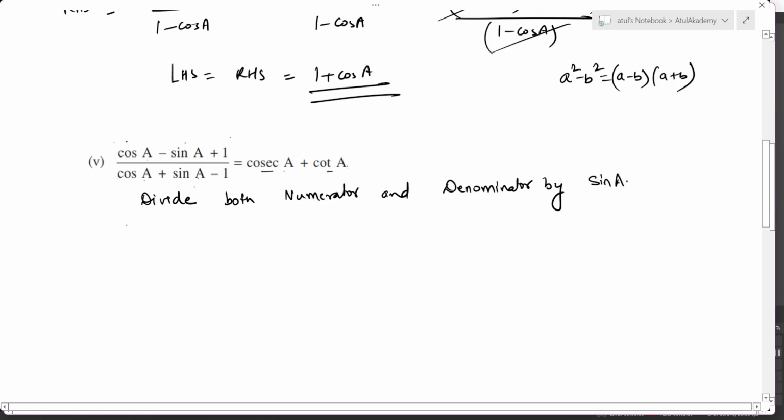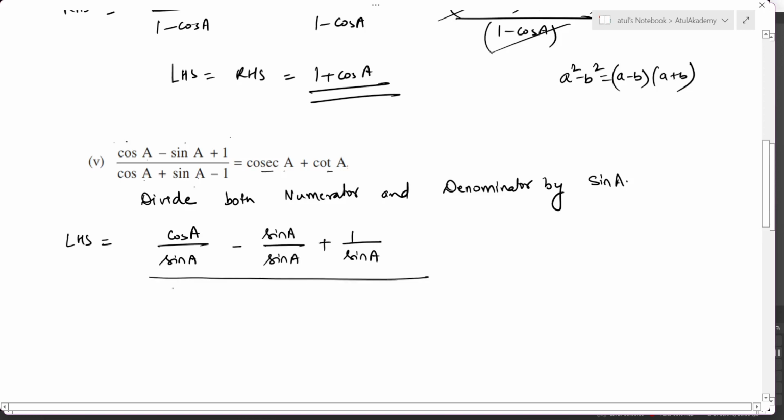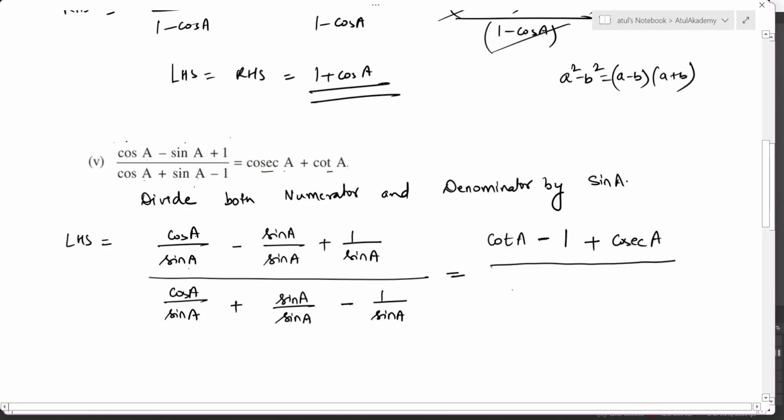Fine. So when I will divide by sine, only the LHS part I'm talking about. So it will be cos A by sine A minus sine A by sine A plus 1 by sine A divided by, again, cos A by sine A plus sine A by sine A minus 1 by sine A. So when I did this thing, what I'll get, cos A by sine A will be cot A minus 1 plus cosecant A divided by cot A plus 1 minus cosecant A.